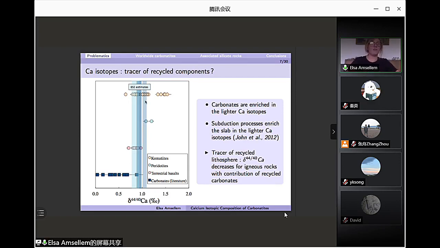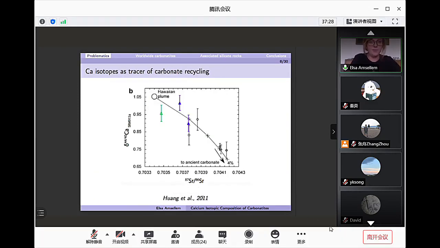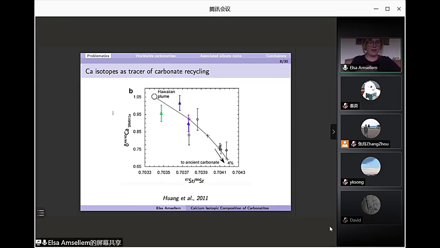So the idea is that carbonates are enriched in the lightest calcium isotopes compared to typical igneous rocks. Then, if the mantle source of some igneous rocks contains recycled carbonates, we could see it with the calcium isotopes. So it has been used for the first time by Wang et al., 2011, this calcium isotopes as a tracer of carbonate recycling.